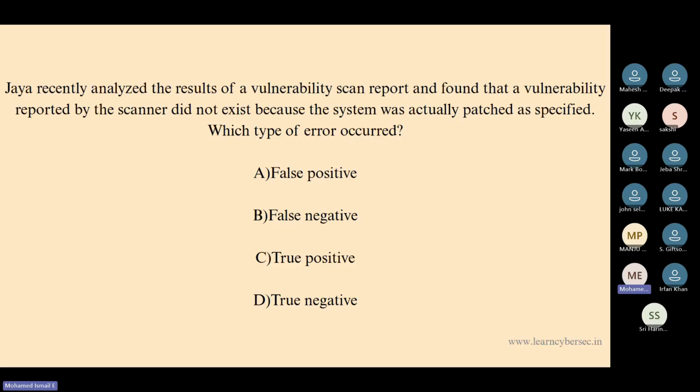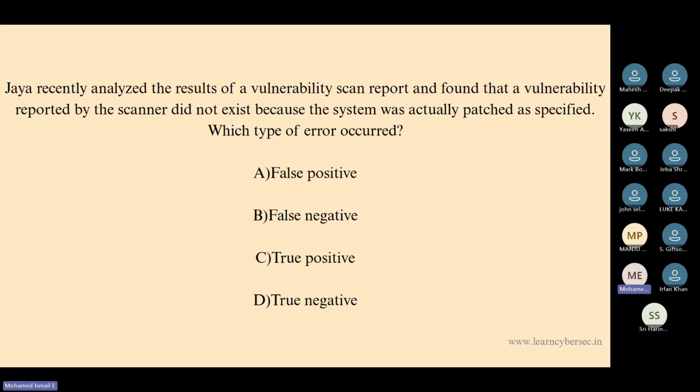Okay, she received a report that says there was a vulnerability, but actually the vulnerability did not exist. What type of error is it? Is it false positive, false negative, true positive, or true negative? So again, we go back to the same example. False positive means, let's say there was a good file, and it was detected as a virus. That is false positive. There was a virus not detected at all, that is false negative. That's what we have seen, right?